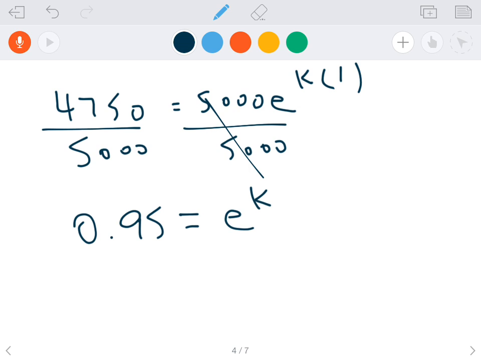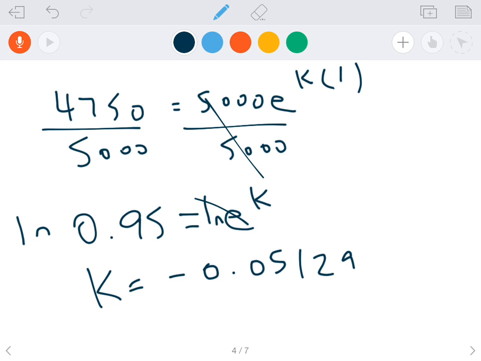Now to solve for k, I need to get rid of the e, so I'm going to take the natural log of both sides. When I type this into the calculator, that goes away, and I get that k is equal to the natural log of 0.95, and I get negative 0.051293. I can probably get away with stopping there. Once again, the more decimal places you carry out, the better your final answer is going to be.